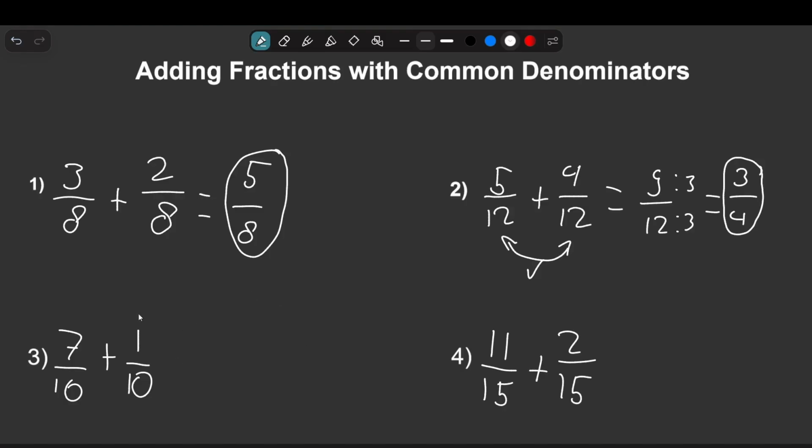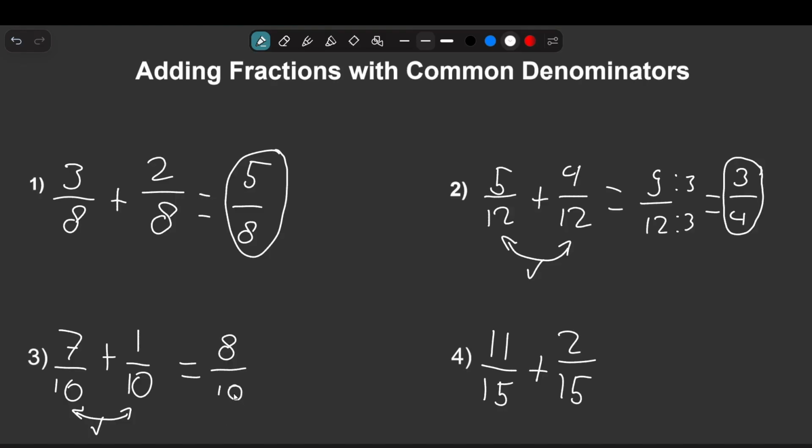For our third example, we have 7/10 plus 1/10. So first step we're going to take is we're going to check our denominators. And they are the same number, so we can start adding our numerators. So we're going to do 7 plus 1. 7 plus 1 equals 8, and our denominator stays the same.